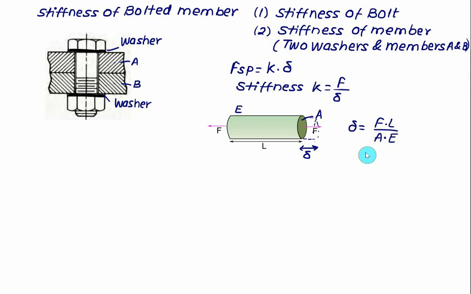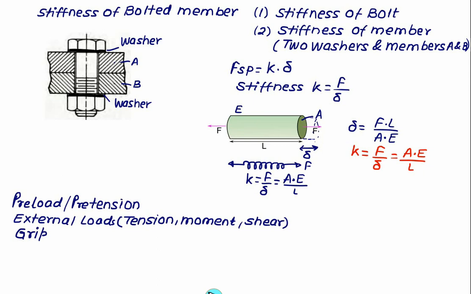So for the given member, we can represent the stiffness K, which is equal to force divided by delta, same as A into E divided by L, where A represents the cross-section area, E represents the Young modulus and L represents the length of the member. So this member we can represent with the help of a spring, and this spring has a stiffness K equal to F divided by delta. For the given circular bar, stiffness is given as the product of area multiplied by E divided by L, and this spring is subjected to a tensile force equal to F.